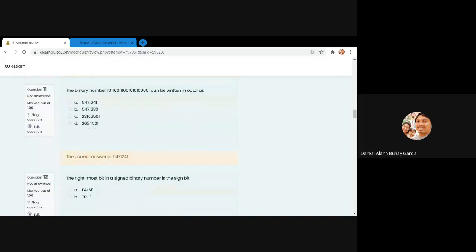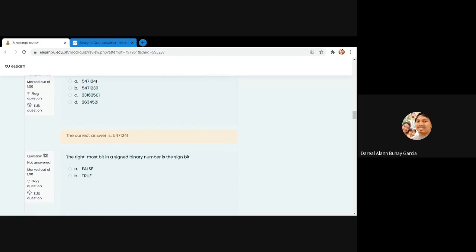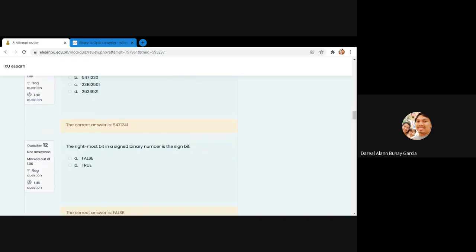The rightmost bit is a signed binary number. Is the signed bit. Right? The rightmost. False. Okay, false. Rom is right.